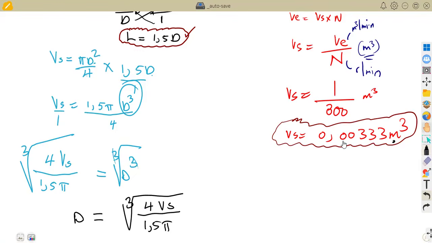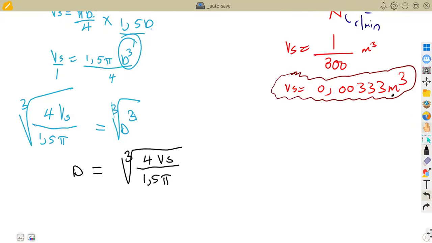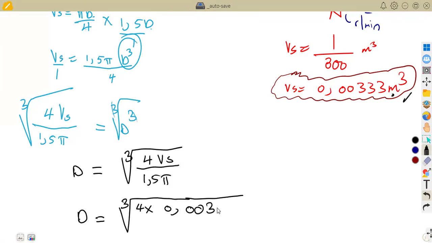Then I can convert to millimeters if I want. So that is going to be the cube root of 4 times the swept volume that we calculated here, 0,00333, everything over 1,5 pi. So that's it.